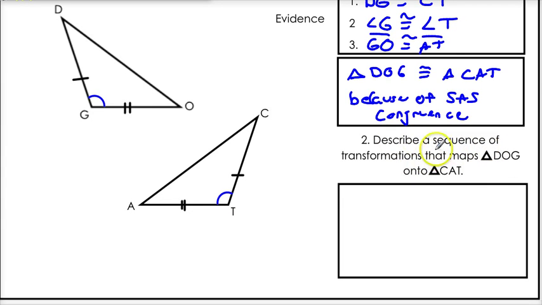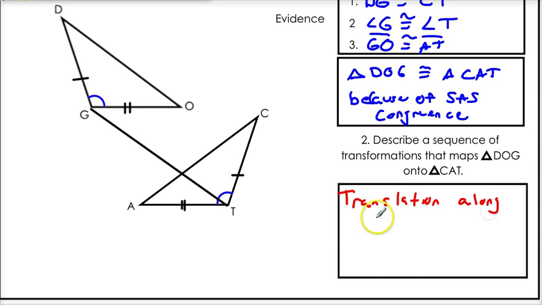Now we have to describe a sequence of transformations that map DOG to CAT. Now what you want to do is map the angles that are congruent onto each other. Okay, not the random ones, but the angles that are congruent. So first let's start with the translation. All right, we're going to map the two angles that are congruent onto each other. So let's map G to T. Okay? So first we're going to do a translation along GT. That's our first thing. We're mapping the congruent angles onto each other.